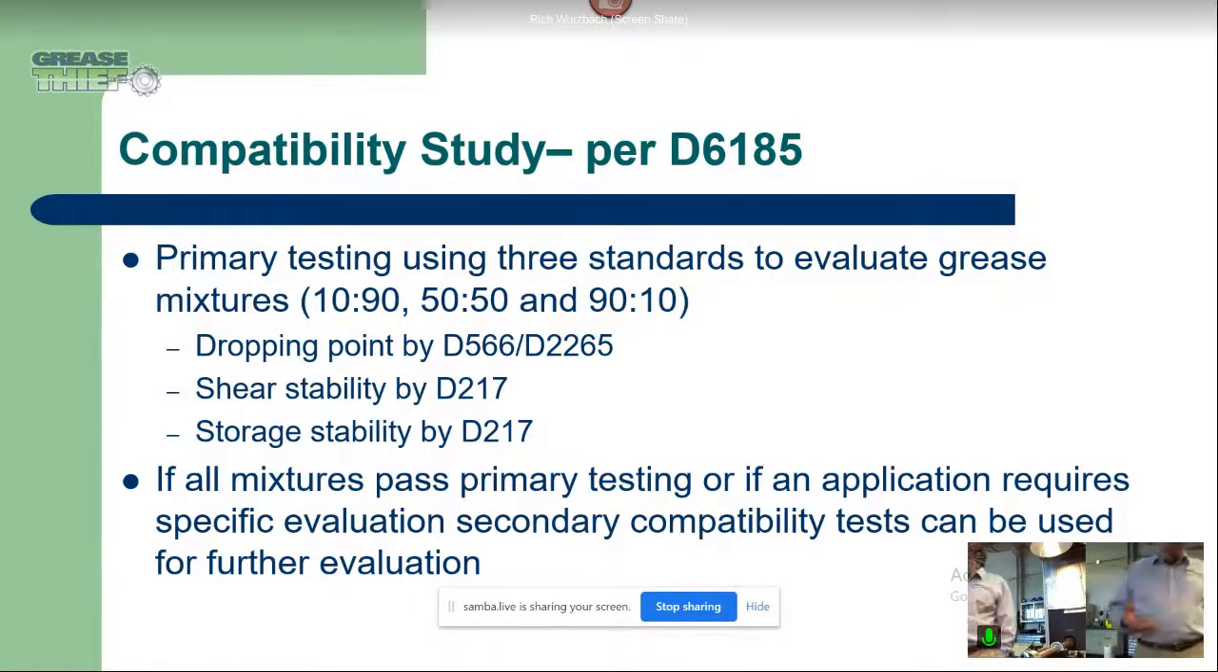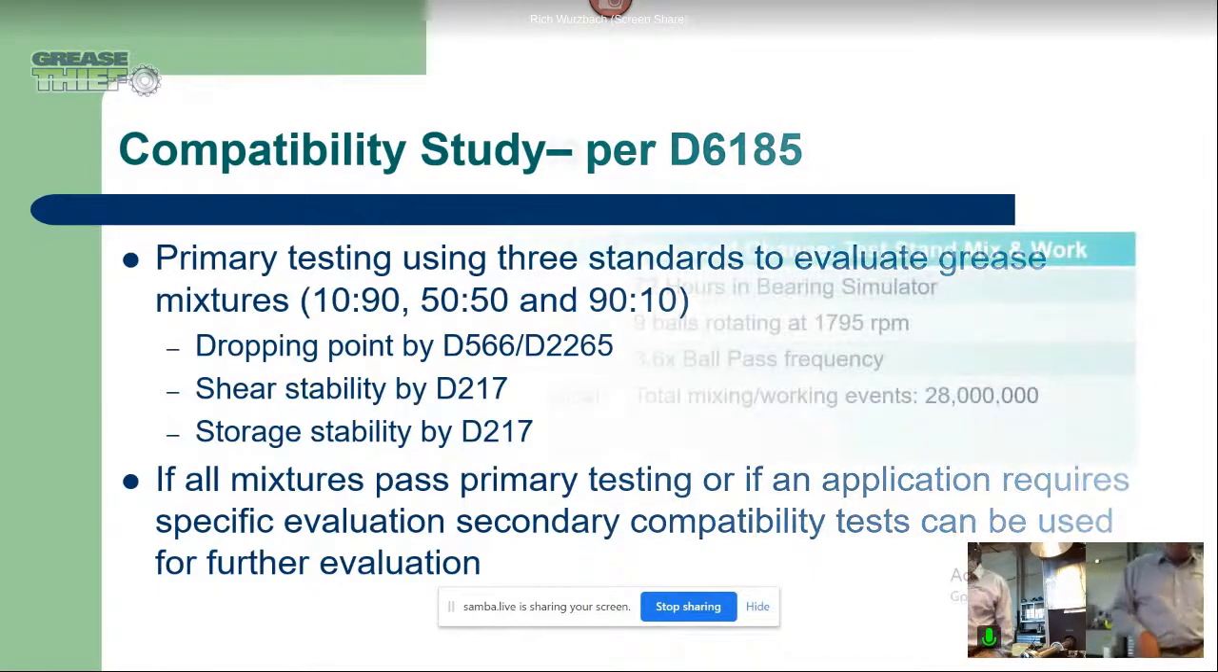But when we think about compatibility, aren't we thinking about the machine, right? When I mix this grease with that grease, is that going to work? Is it going to move around that bearing? As it gets sheared and moved around, is it going to perform as it should? But these tests don't look at those dynamic conditions.